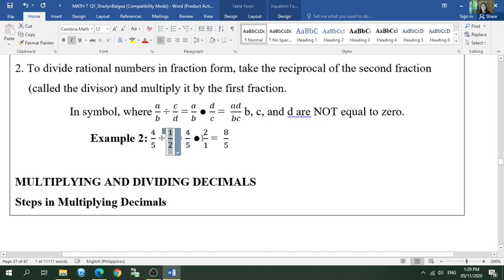So, we have 4 times 2 is 8. 5 times 1 is 5. So, magiging 8/5. Or, simplify. To simplify, 8 divided by 5 is 1. 1 times 5 is 5. 8 minus 5 is 3. So, 1 and 3/5. Ito yung kanyang final answer.